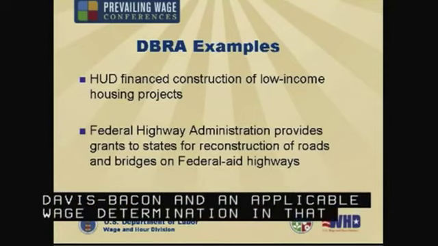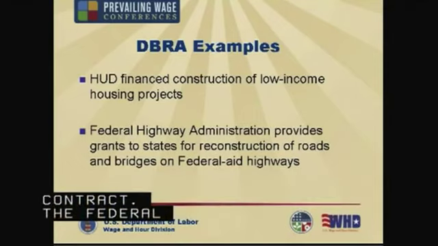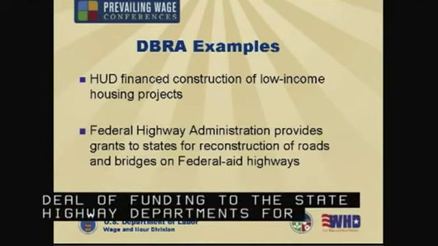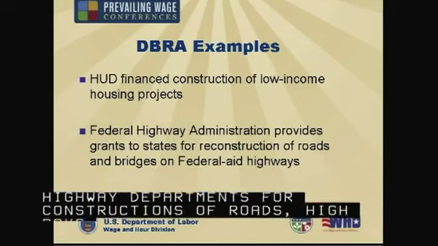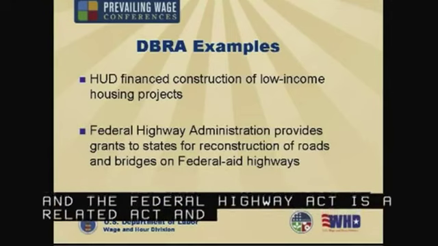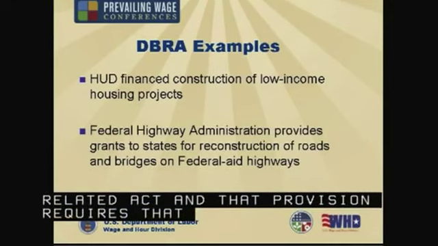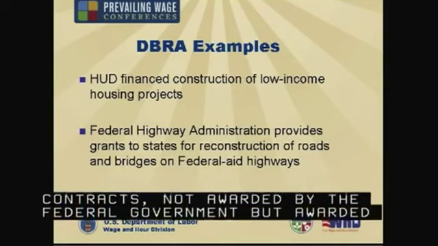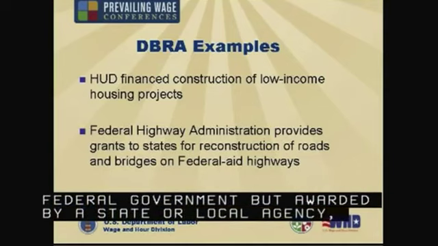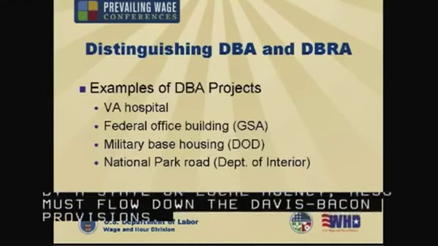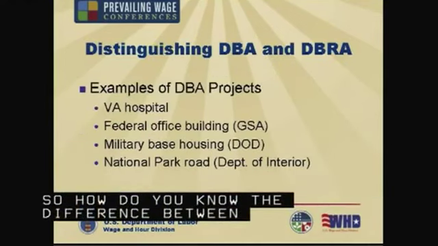The Federal Highway Administration provides a great deal of funding to the state highway departments for construction of roads, highways, and bridges. And again, the Federal Aid Highway Act is a related act, and that provision requires that all these contracts, not awarded by the federal government, but awarded by a state or local agency, also must flow down the Davis-Bacon provisions. So how do you know the difference between Davis-Bacon and Davis-Bacon and Related Act projects?